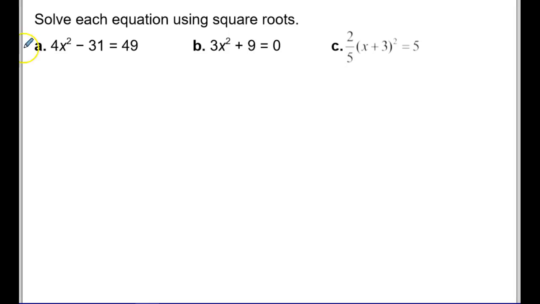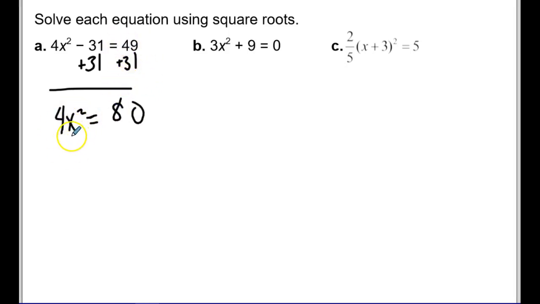Now we're going to be using square roots, and I know that for these examples I can use square roots because I don't have an x term. If I had an x term, I'd be better off graphing it or factoring it, which we'll do in a minute. But since I don't have that x term, I want to go ahead and use square roots. The first thing I do is get the thing that's squared by itself. In order to do that, I add 31 to both sides. So I end up with 4x squared equals 80, because I just add that 31. My x squared is not quite by itself yet, so I divide by 4 on both sides, and now I have x squared equals 20.